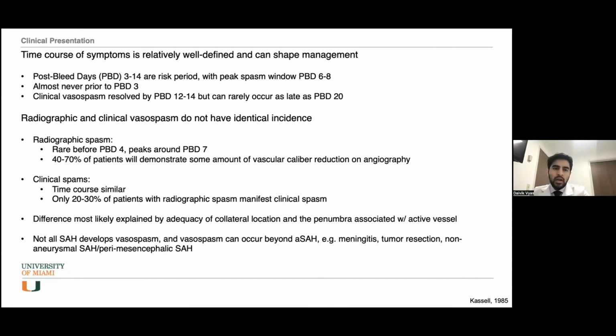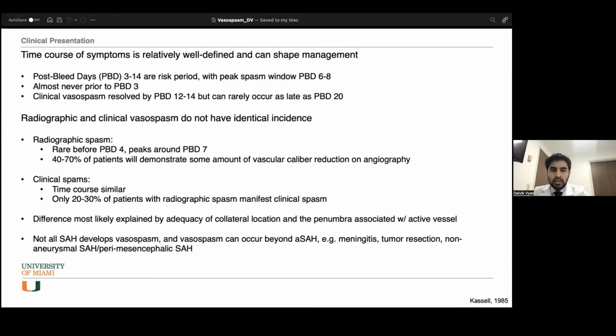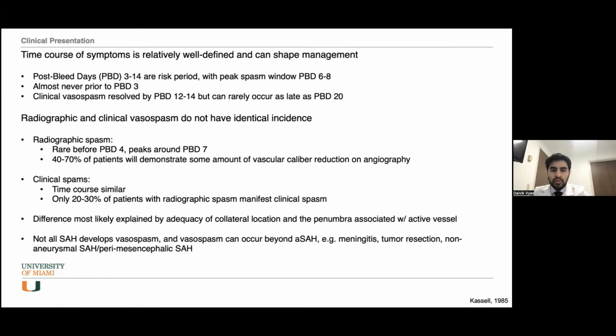But it's important to note that radiographic and clinical vasospasm don't have identical incidence. Radiographic spasm can occur in up to 70% of patients who get a CT or a CTA that shows some amount of vascular caliber reduction on the angiogram, but they're clinically doing okay. It rarely occurs before day 4 and it peaks around day 7. Clinical spasms can occur over a similar time period, but only 20 to 30% of the patients who show actual evidence of vasospasm on a CT angiogram or a diagnostic angio are going to manifest clinical spasm.